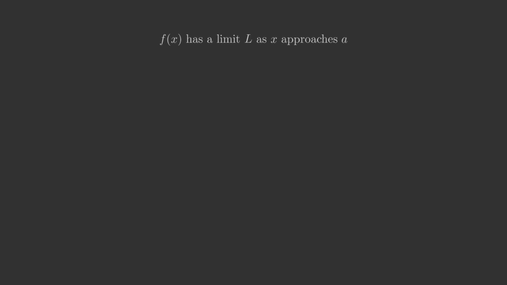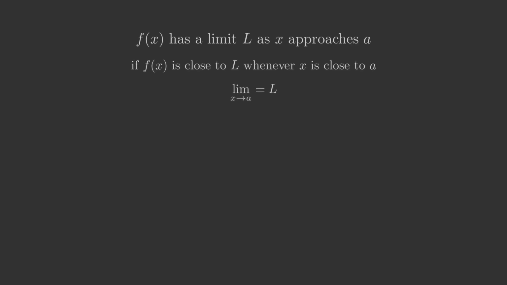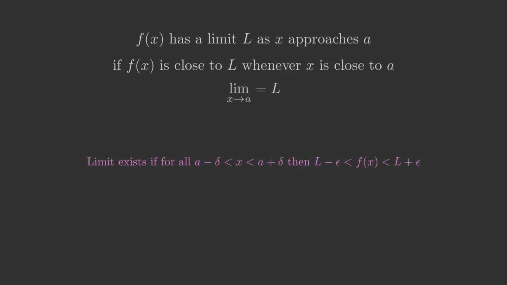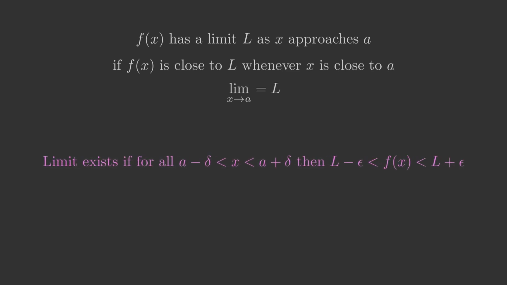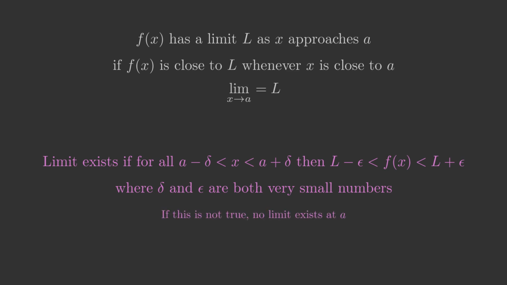We say that the function f of x has a limit L as x approaches a, if f of x is close to L whenever x is close to a. More precisely, if x is anywhere between a minus delta and a plus delta, then f of x will be somewhere between L minus epsilon and L plus epsilon, where delta and epsilon are both very small numbers. Furthermore, we can make epsilon as small as we like simply by choosing a small enough value of delta. And the opposite is true. If we can't make epsilon very small by choosing a very small value of delta, then f of x has no limit as x approaches a.